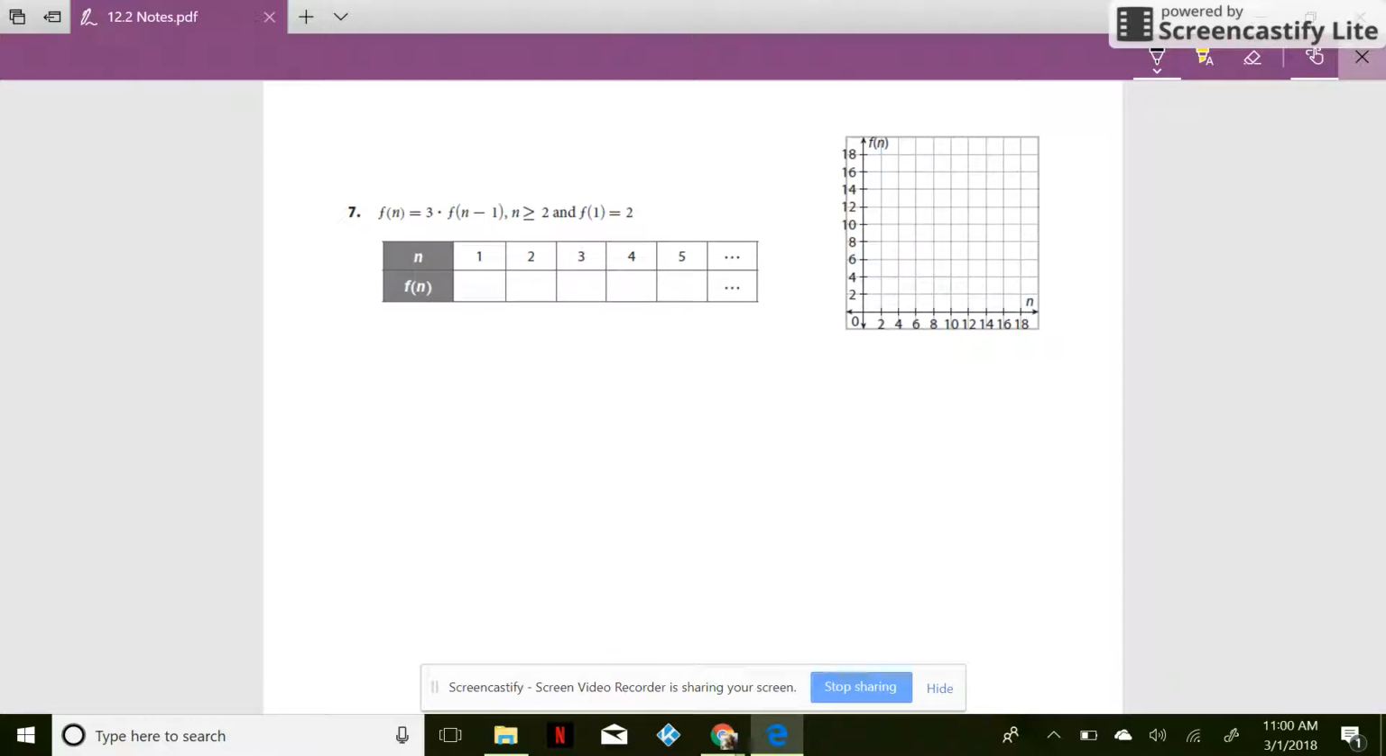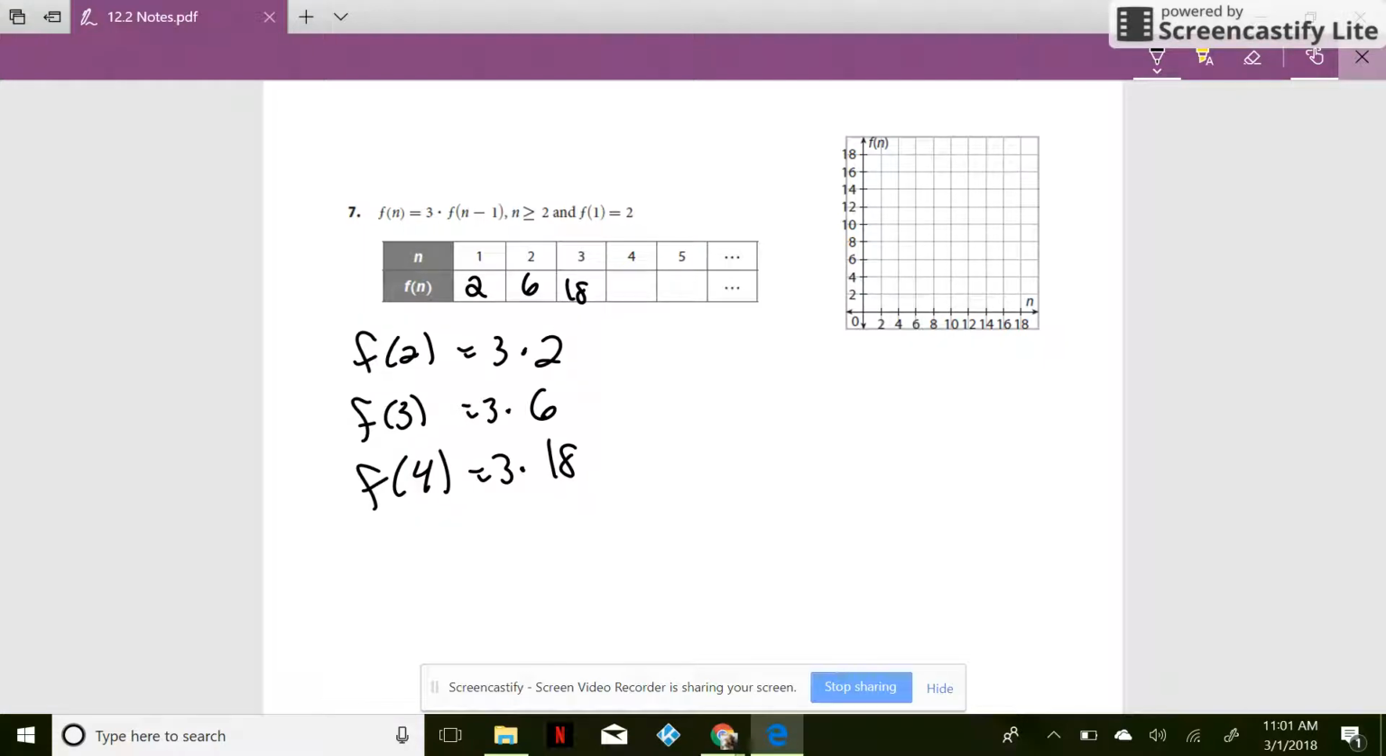Number 7. We have to look and see we're given the first point, f of 1 is equal to 2. So that's our first point on our chart here. That means f of 2 will be 3 times our previous answer, which is 2, so that would be a value of 6. F of 3 will be 3 times the previous answer. Previous answer was 6, so that would be 18. F of 4 is 3 times the previous answer, so that was 18, which ends up being 54. And then f of 5 is 3 times the previous value, 54, which would be 162.